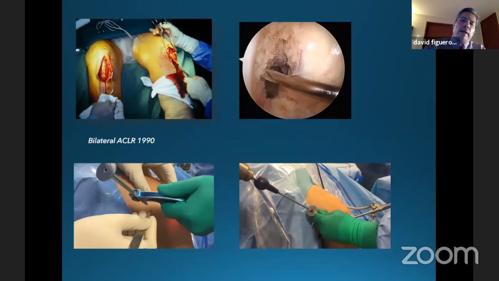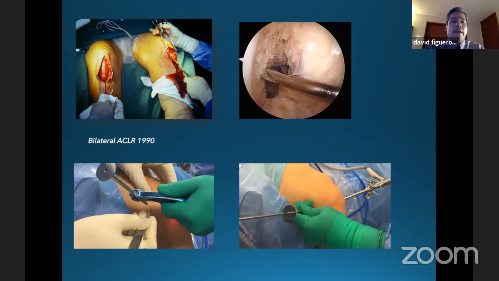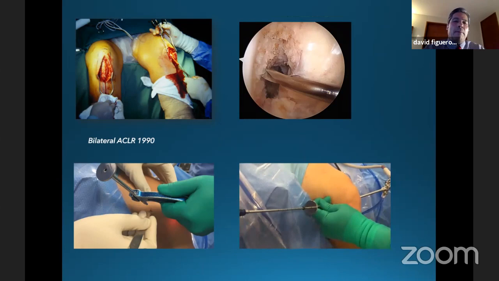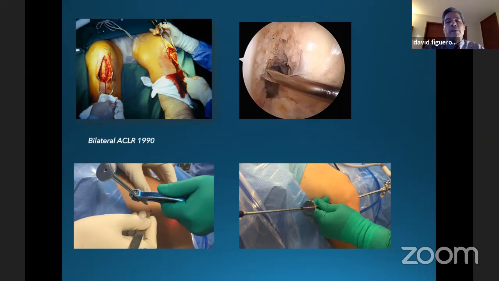Here you can see some pictures that I have taken through the years. On the left of your screen, you can check a bilateral bone-patellar tendon-bone graft, done at the same time in a young patient. This is a soccer patient. On the right, at the top, you can see how I'm looking for the anatomic footprint through an anteromedial portal on the femoral side. And at the bottom, you can see my current technique, which comes to the anatomic landmarks of the footprint through an outside-in technique.